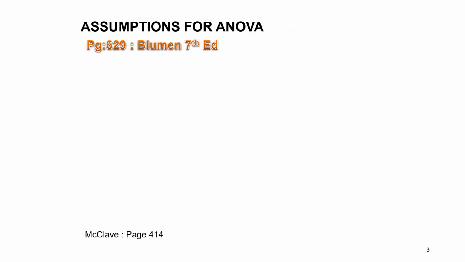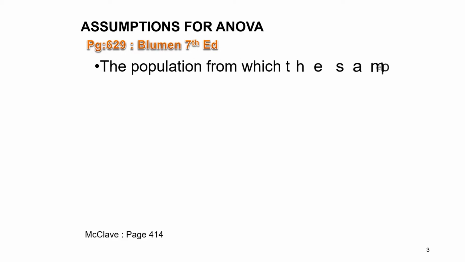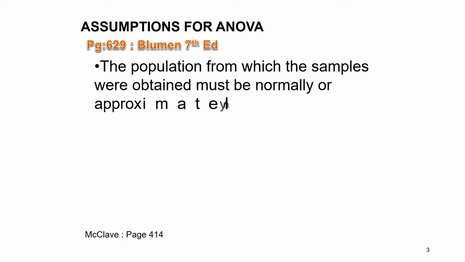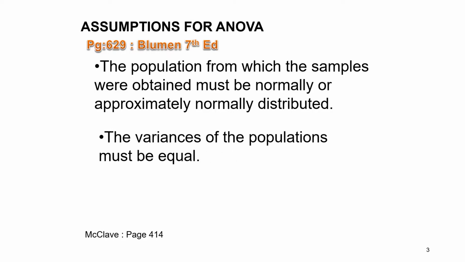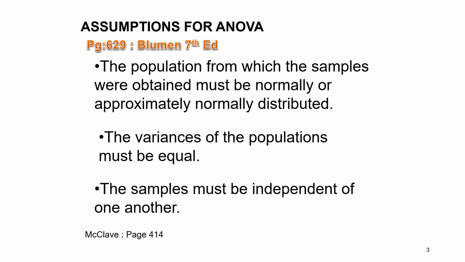Assumptions for the ANOVA to be valid are: 1. The populations from which the samples were obtained must be normally or approximately normally distributed. 2. The variances of the populations must be equal. 3. The samples must be independent of one another.